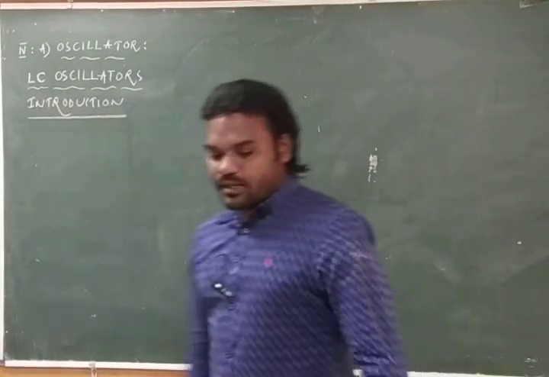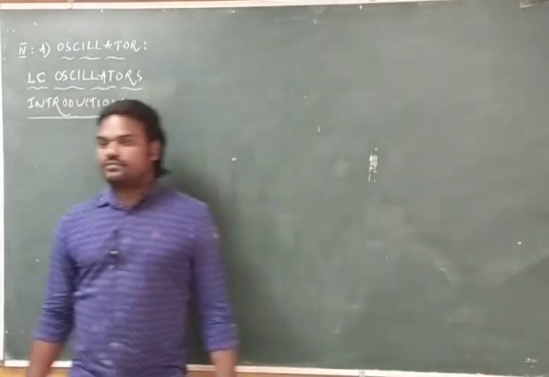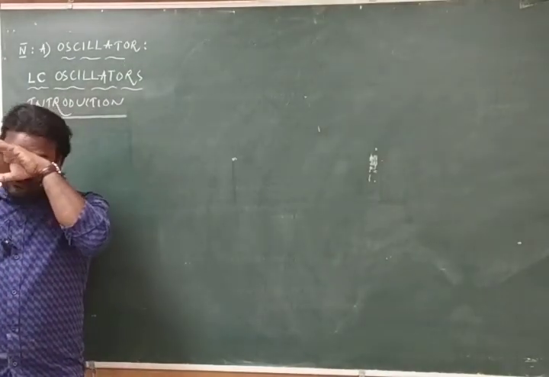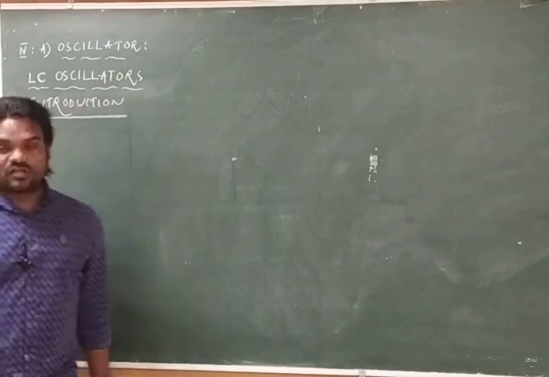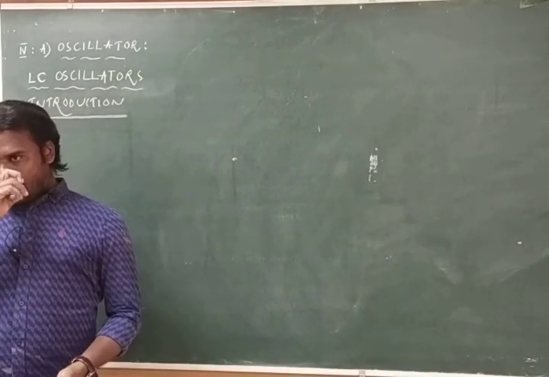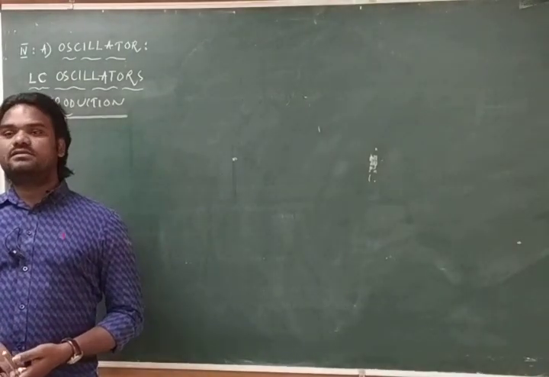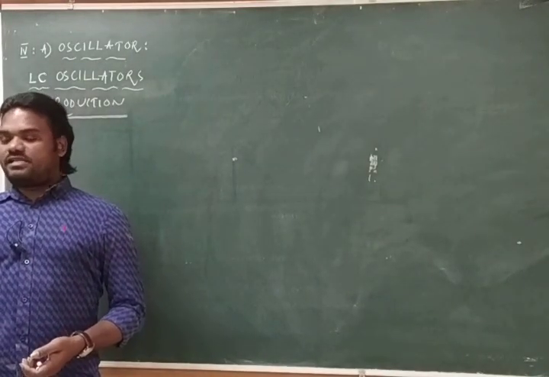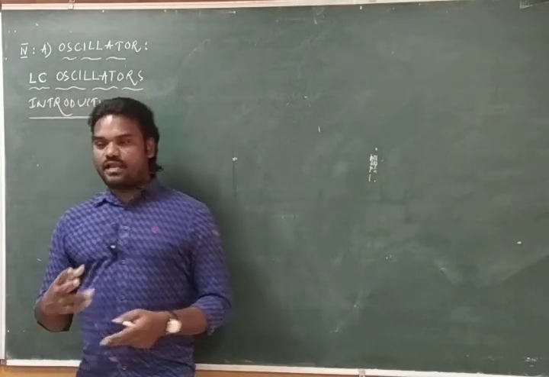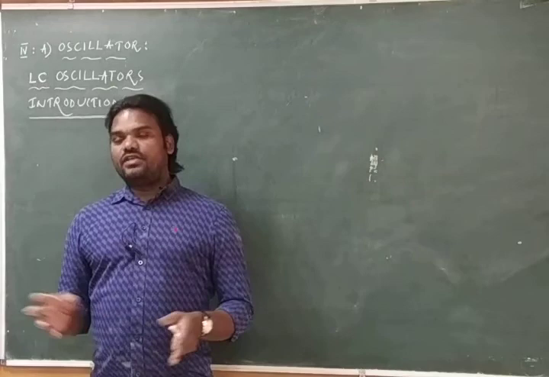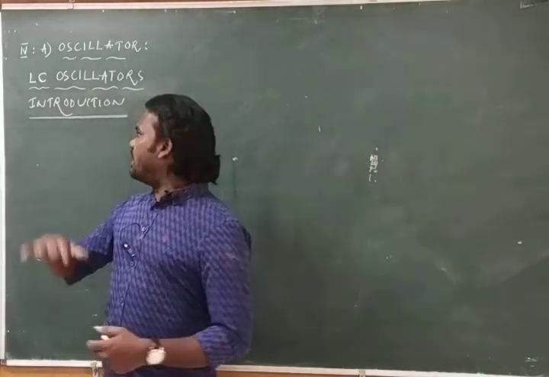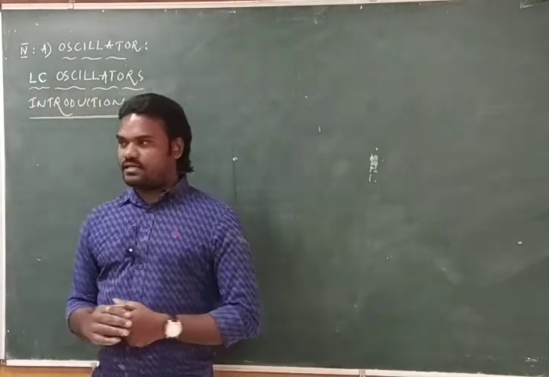Now I am going to talk about another type of oscillators, that is LC oscillator. Just now we finished the RC oscillator. There are two types of oscillators in the case of RC oscillators. First one is RC phase shift oscillator, another one is the Wien bridge oscillator. Both we have discussed. These two come under which category of oscillators? RC oscillator. Next we are studying the LC oscillator.